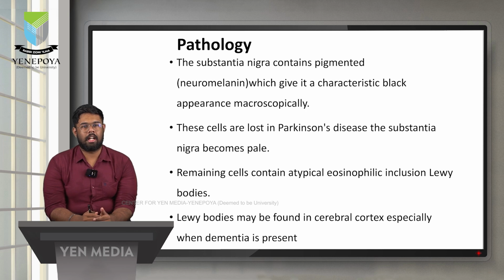The remaining cells contain atypical eosinophilic inclusions called Lewy bodies. These Lewy bodies may be found in the cerebral cortex, especially when dementia is present.